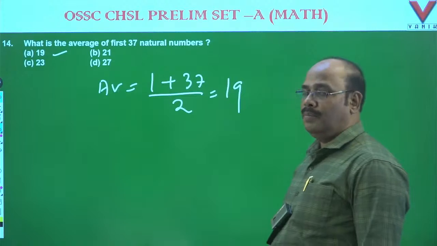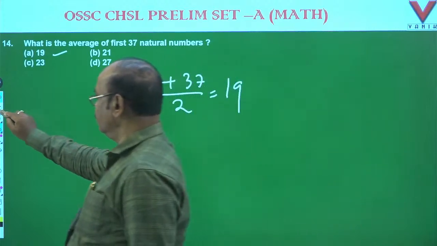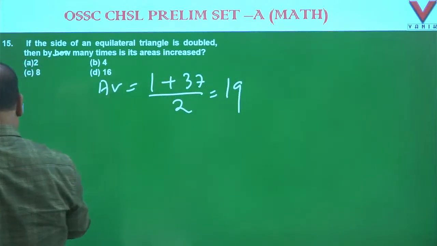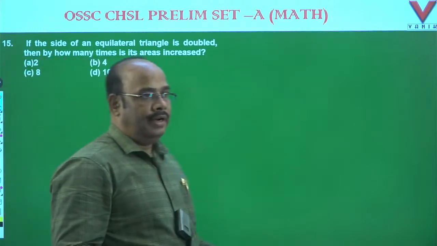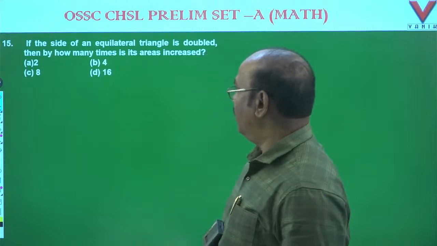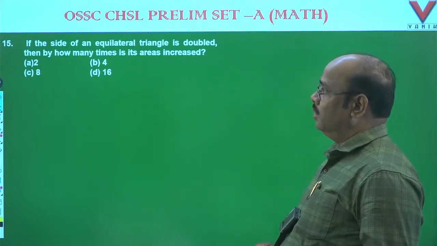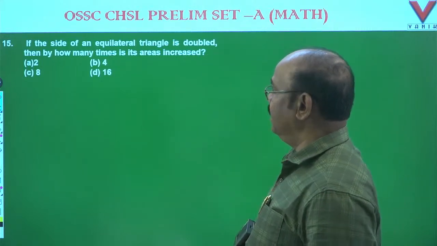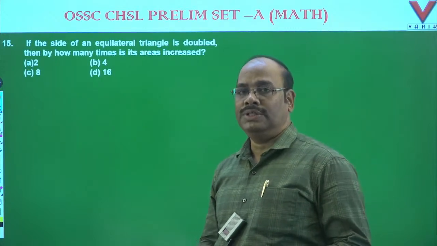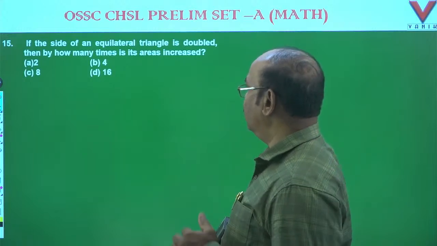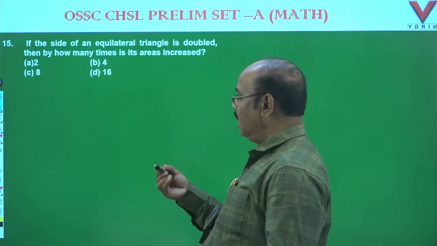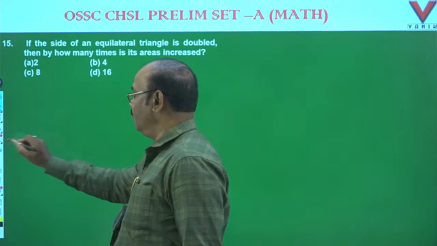Next question, number 15. If the side of an equilateral triangle is doubled, then by how many times does its area increase? Because the equilateral triangle's sides are equal, and the area formula is √3 by 4 a square.